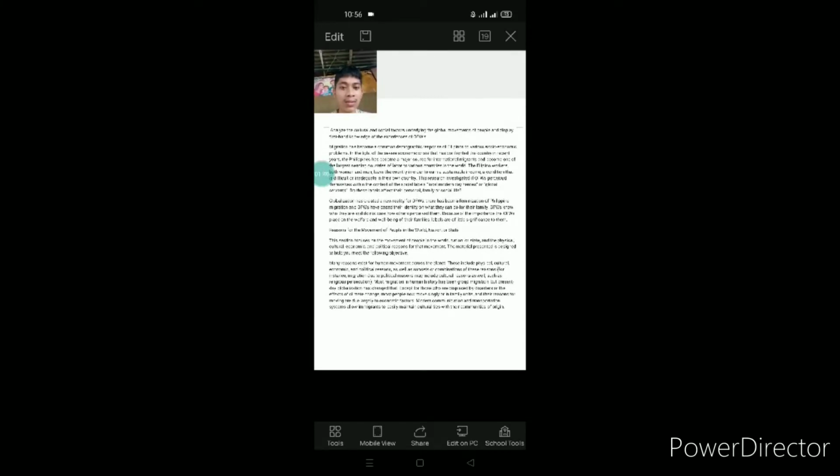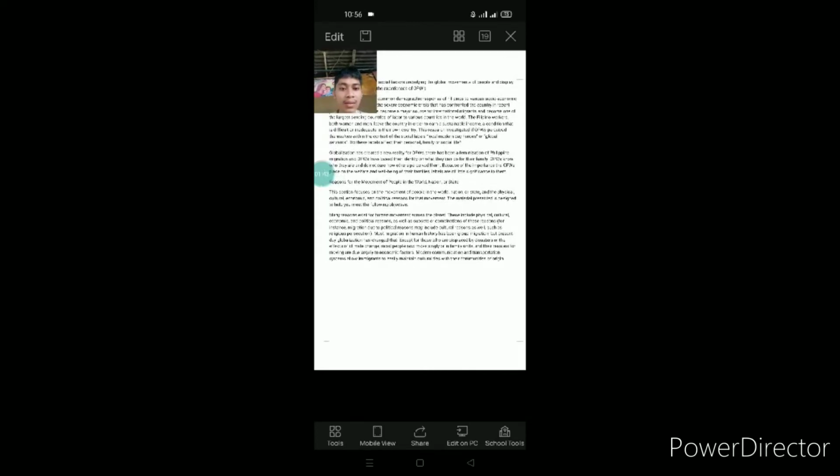Globalization has created a new reality for OFWs. There has been a feminization of Philippine migration, and OFWs have based their identity on what they can do to further their family. OFWs know who they are and do not care how others perceive them because of the importance OFWs place on the welfare and well-being of their families. Labels are of little significance to them.